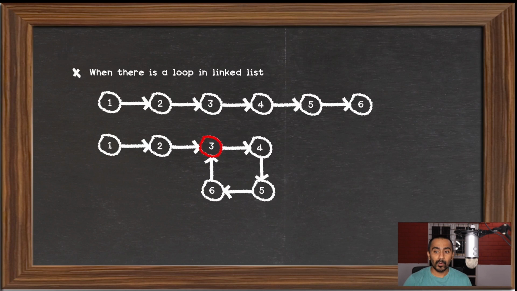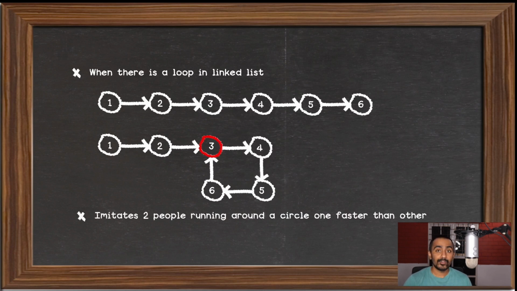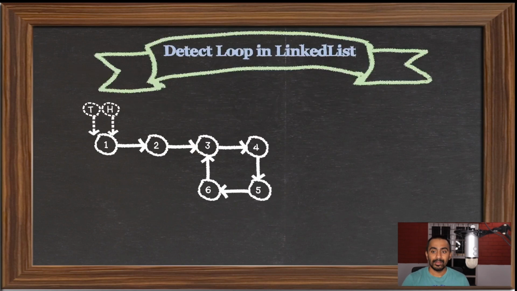Now if we take two pointers, move one faster than the other, then it imitates two people running around a circle, one faster than the other. So they have to meet somewhere in the loop eventually, right? Now that means if there is a loop in a linked list, these two pointers meet. Else the pointer which is moving faster will reach null. Okay, now let's look at this in action to detect a loop in a linked list.